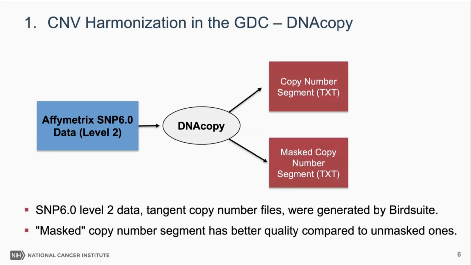We strongly recommend using the masked version because it filters out probes that are frequently affected by germline copy number variations. So this is the file with more reliable results. The unmasked version is still available, but provided for historic reasons because the original TCGA dataset contains both data files, but the masked one is the one we recommend everyone to use.